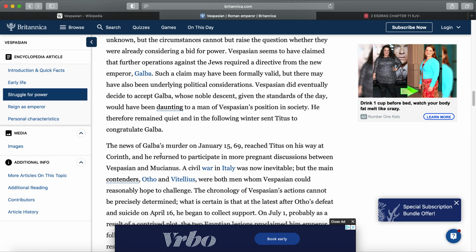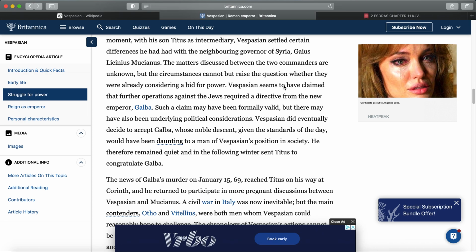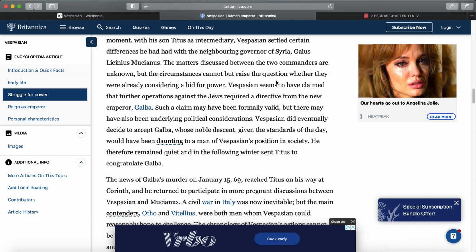All right. So going on, it says the news of Galba's murder in January 69 reached Titus. He had Titus be around Galba to get inside scoops. On his way at Corinth, it says, and he returned to participate in more pregnant decisions between Vespasian and the Syrian governor that was mentioned above here, because that's who he made amends with, you could say.